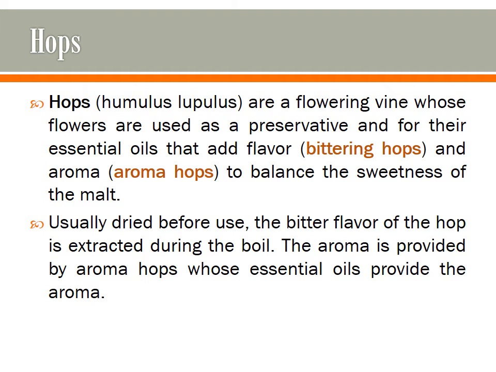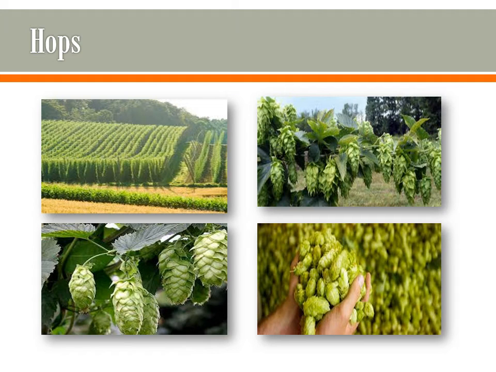And the hops, the scientific name is Humulus lupulus, which in Spanish is the scientific name, and it is a flowering vine whose flowers are used as a preservative, and for their essential oils, they add flavor, bitterness, or aroma. So it gives the balance to the sweetness in the malt. Before use, it's dried. Here are some examples of hops in the fields.